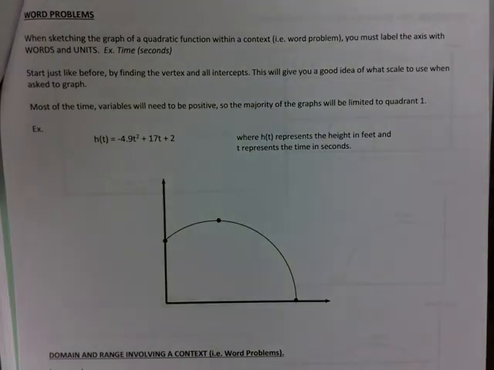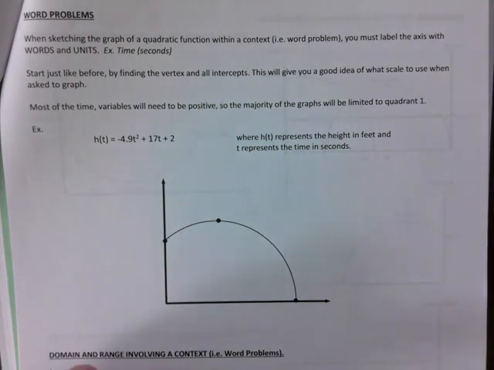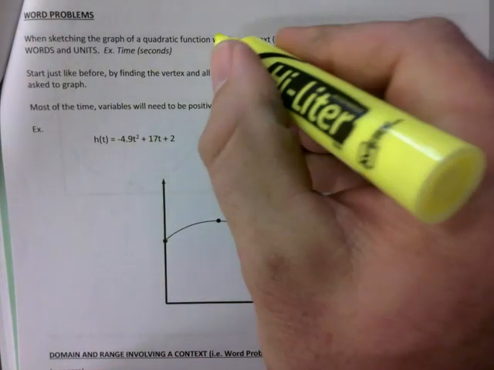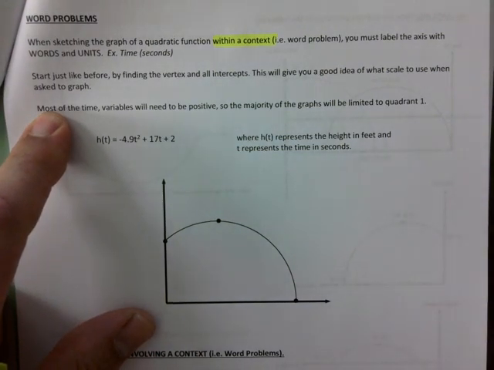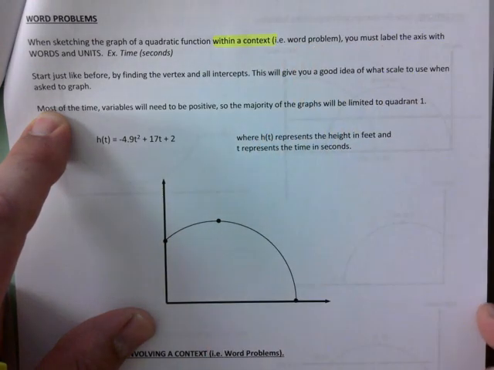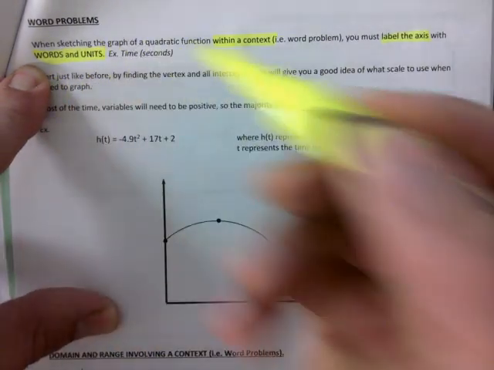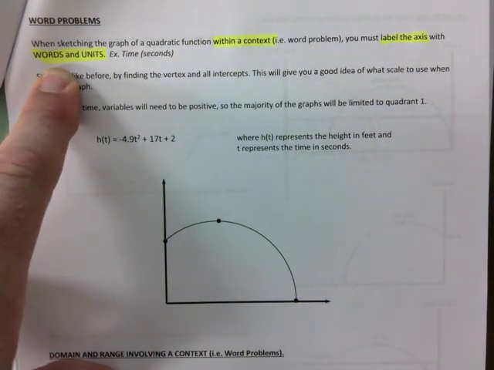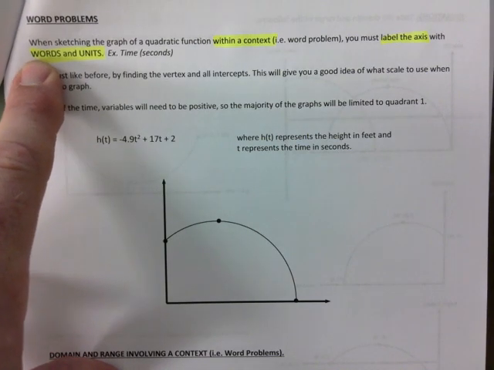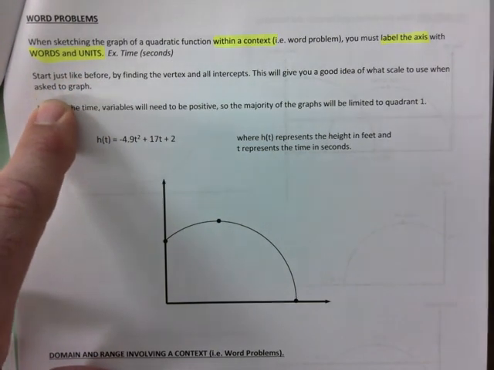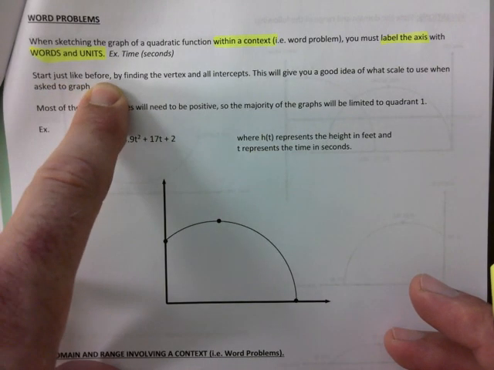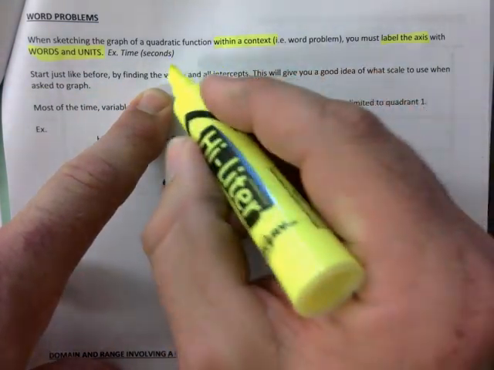All right, word problems. So when sketching the graph of a quadratic equation within a context, this is on page 32. Context means there's text around it, right? So it's a word problem. You must label the axes with words and units. This is for grade 12 as well. Time, what is it? Time in minutes, seconds, hours? You're going to have to have a word attached to that axis and what units you're in. Start just like before by finding the vertex and the intercepts.